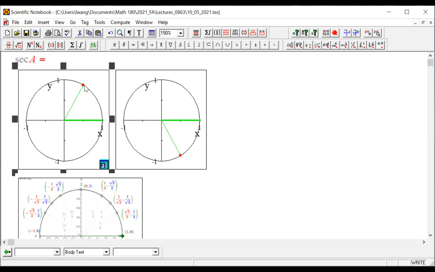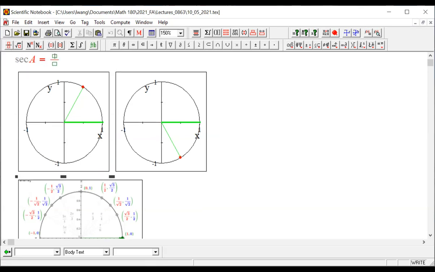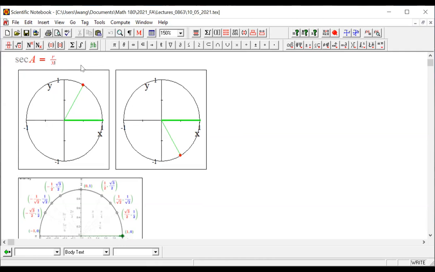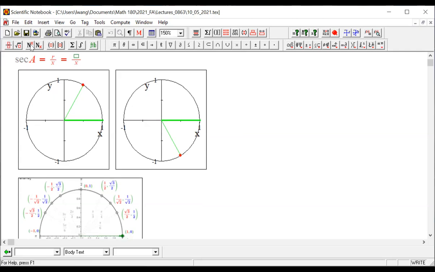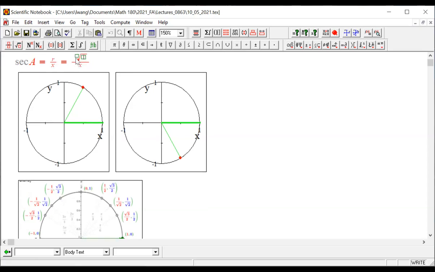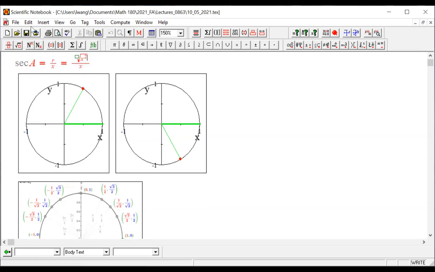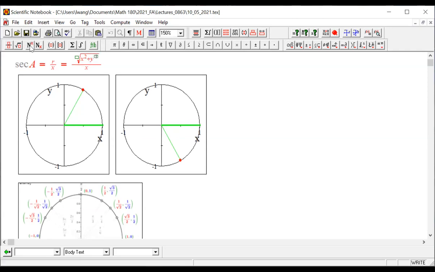So we know that this point is (x, y), and this is the radius r, and all that story behind it. We are on that stage, and the definition would be r over x. And what is r? The denominator is x. And r is the square root of x squared plus y squared.